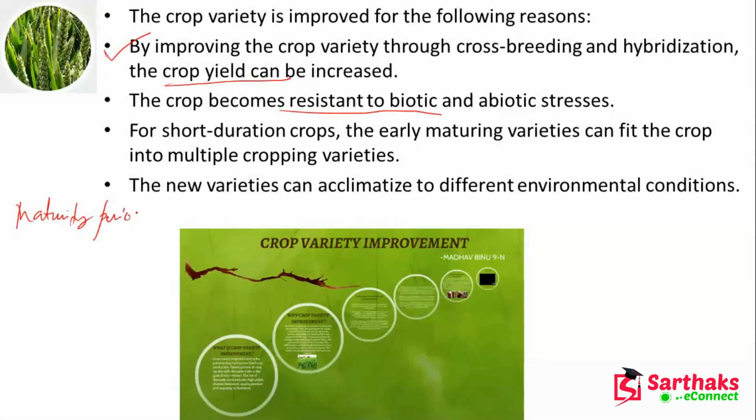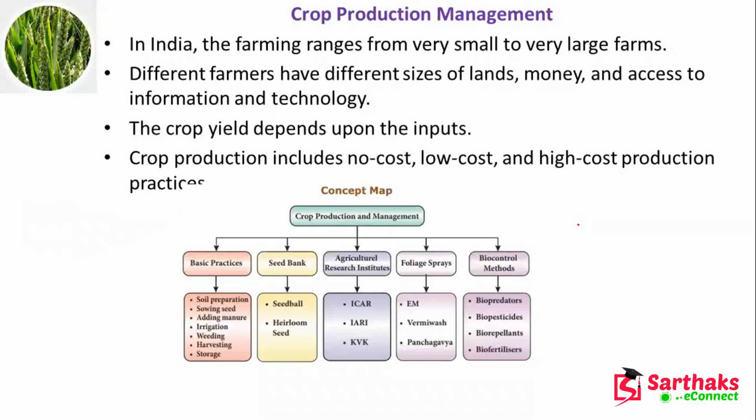Maturity period. If the maturity period is 6 months, then how can you cultivate other crops in the same field? It is not possible. So the maturity period, we should make it short. For a short duration crop, the early maturing variety can fit the crop into multiple cropping systems, and the new varieties can acclimatize to different environmental conditions. So these are very, very important things, and we are doing crop variety improvement to make the yield very high, and we should maintain the quality also.